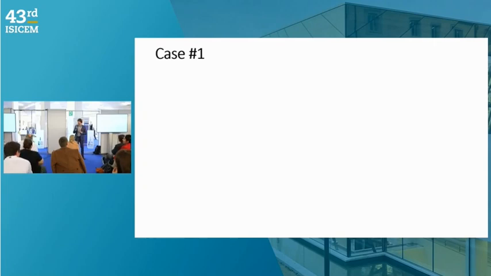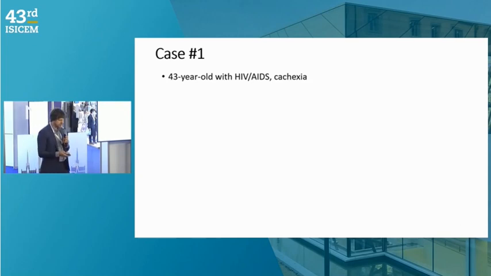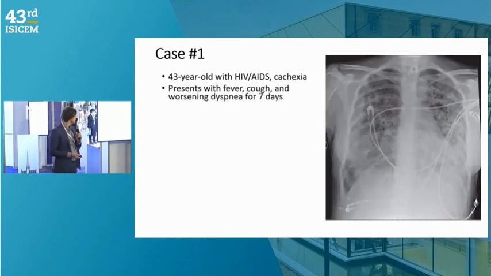Okay, so we have three cases that we're going to go through. These are meant to be interactive, so I would appreciate the interaction as we do this. The first case is a 43-year-old patient with HIV/AIDS and cachexia, who presents with fever, cough, and worsening dyspnea for 7 days, with a chest film demonstrated there.